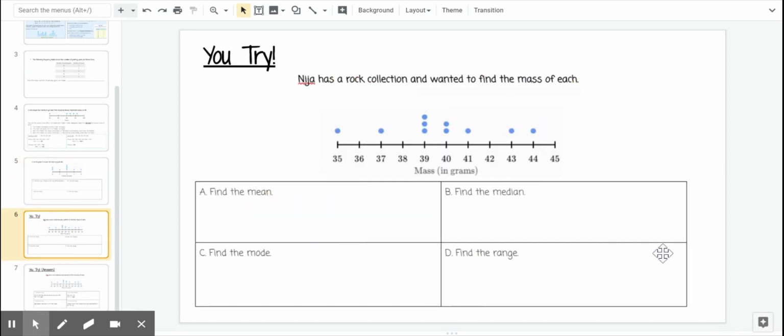All right, I want you to pause the video and try this problem and see if you can figure out the mean, median, mode, and range for this graph.